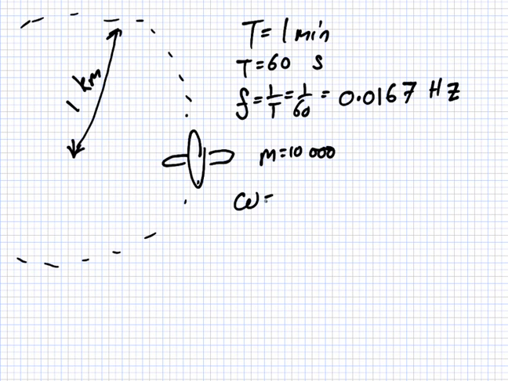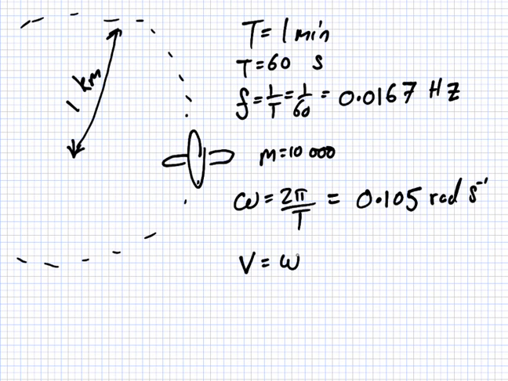The omega is 2 pi over T. So what's the omega here? 2 pi over 60, please. 0.105 radians a second. And then V equals omega r. Now be careful, the r is 1,000 meters. So it's just going to be 105 meters per second.